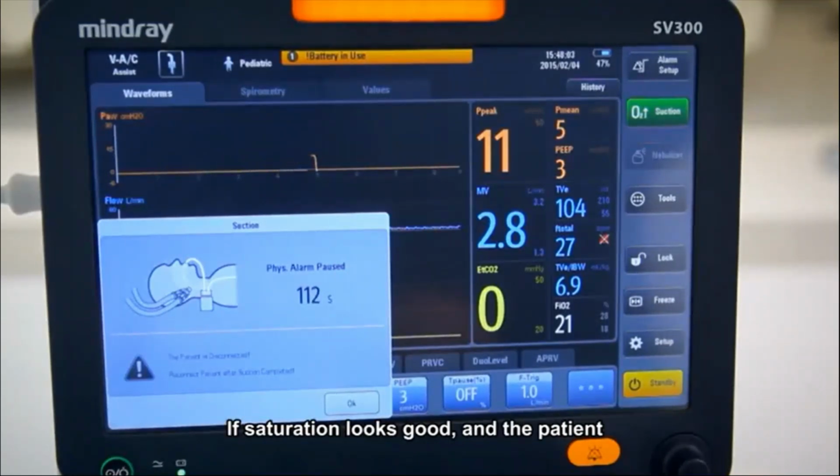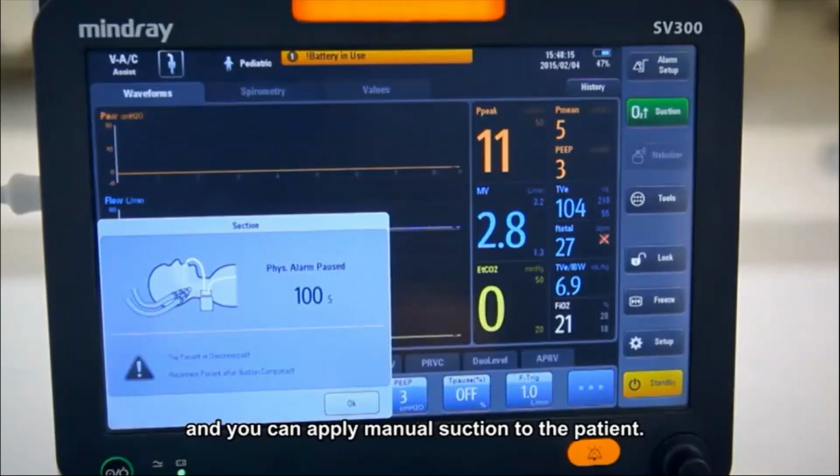If saturation looks good and the patient tubes are disconnected, the second stage of the suction procedure starts. The system stops ventilating the patient and you can apply manual suction to the patient.